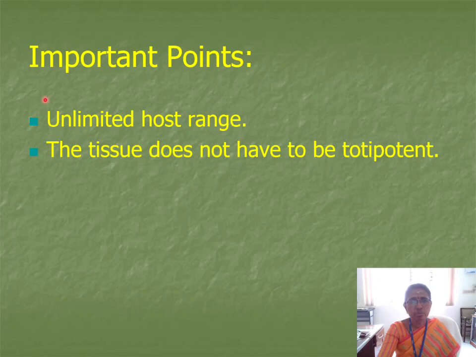Coming to the important points in the case of biolistic transformation, namely the direct gene transfer method, it has an unlimited host range, because in the early days it was thought that agrobacterium could infect only dicots, whereas nowadays agrobacterium mediated transformation is carried out with monocots also. Another important point is that the target tissues or target cells don't have to be totipotent.